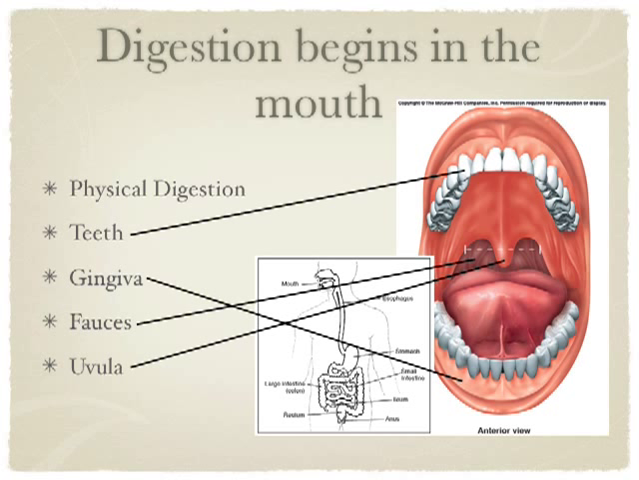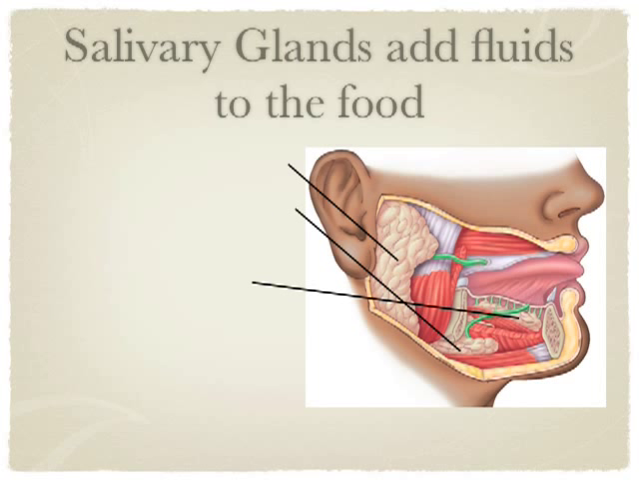Just outside the mouth are some accessory organs, though, which are called the salivary glands. And these add fluids to your food. There are three of them. There's the parotid salivary gland, named because it's close to the ear, which is literally what parotid means. It's the largest of the three, and it adds some very watery secretions to the food, which contains some enzymes for digesting or chemically breaking down food.